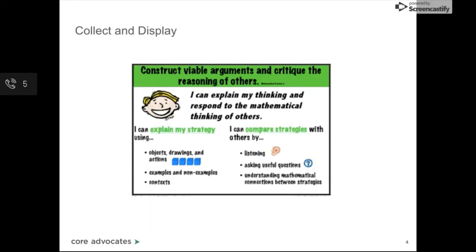As you take a step back in your teacher role and listen intently to the conversations occurring in your class, you are allowing students to construct arguments and critique the reasoning of others. As you display the mathematical language occurring within these partner or small group conversations, you are inviting all students to be a part of their peers' thinking and reasoning.